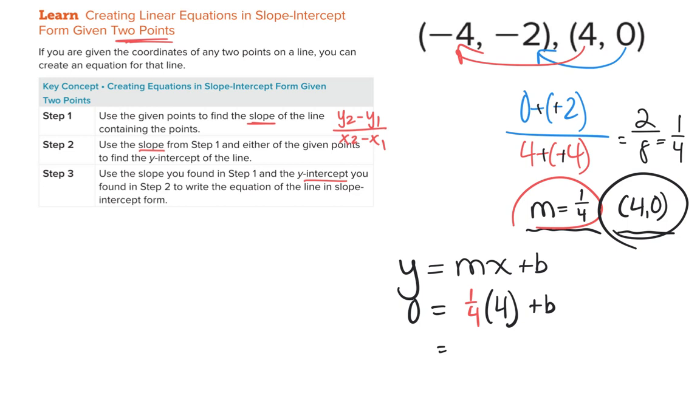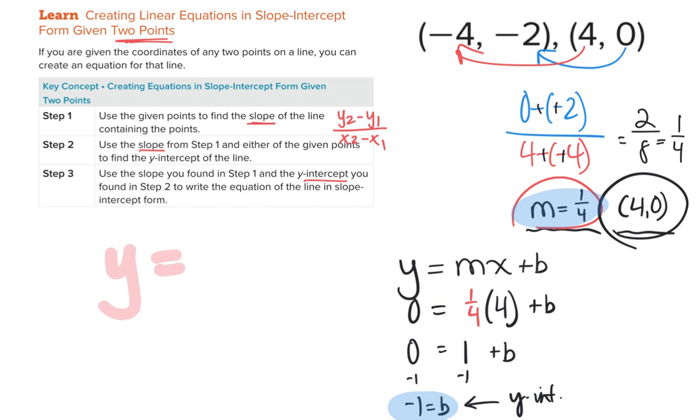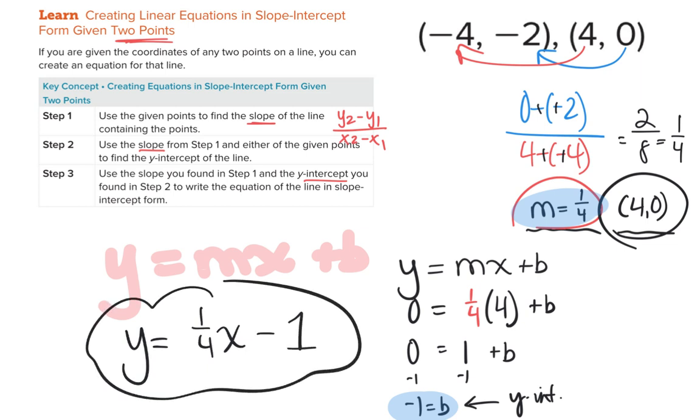All right, 1/4 times 4 is 1, so 1 plus b equals 0. When I take 1 off each side, I find out that b equals negative 1. Remember now, that's our y-intercept. So we've successfully found our slope, we've successfully found our y-intercept, and now we get to just plug that into our slope-intercept form of y equals mx plus b, but in place of our m, we're going to use 1/4, and in place of our b, we're going to do -1. And there you go.